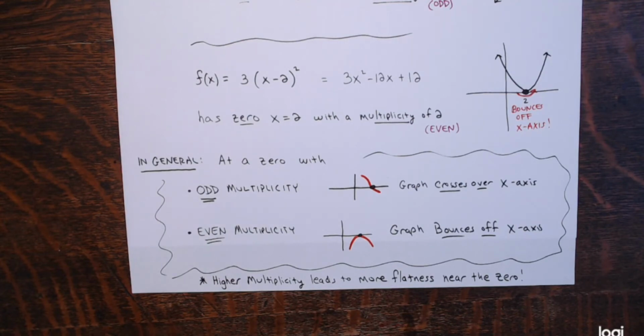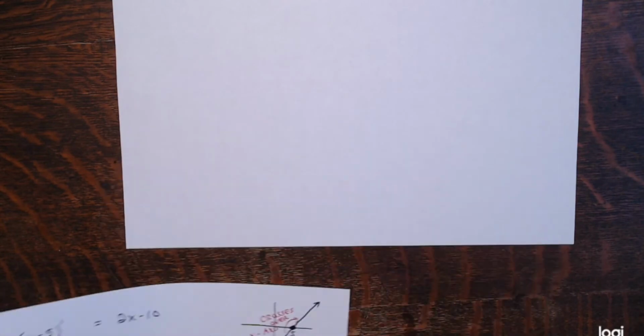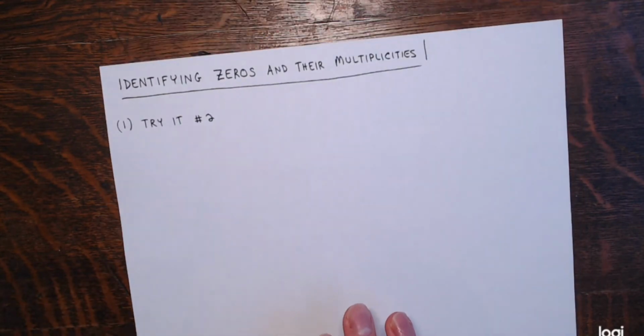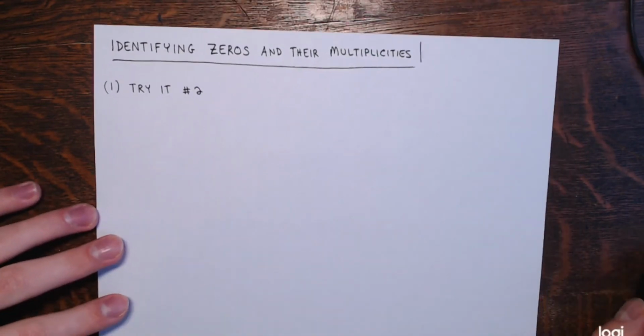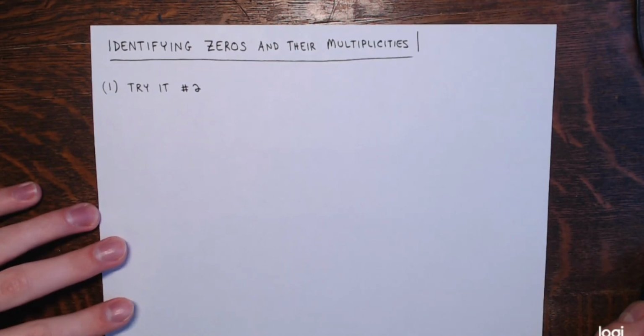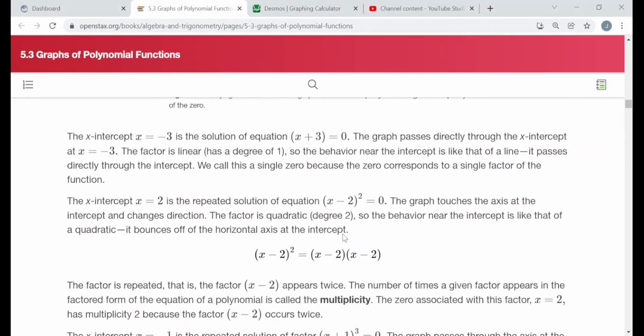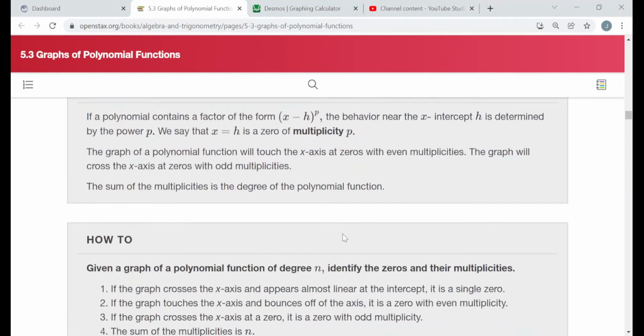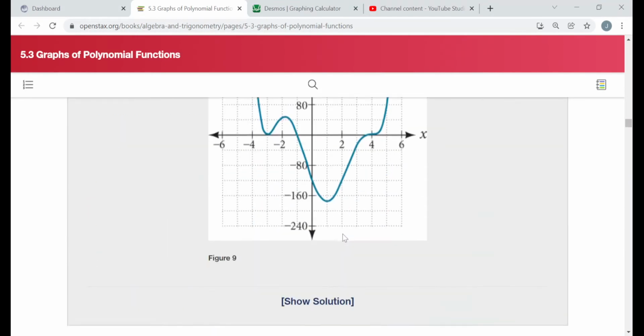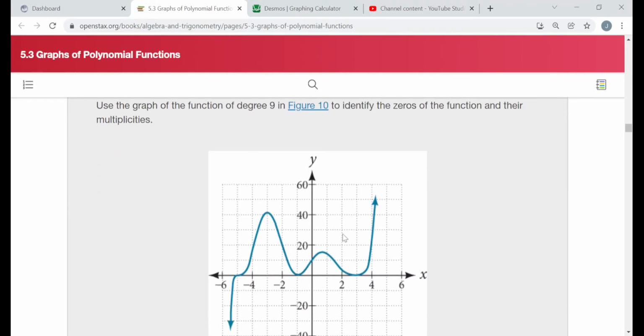Okay, so finally back to try it problem number 2. All right, example 1 I want to show you. Try it problem number 2. So you read through here, you got some stuff to read, examples, definitions, all this. There's example 6, and here's try it number 2. It says use the graph of the function, and they're telling you it's degree 9.